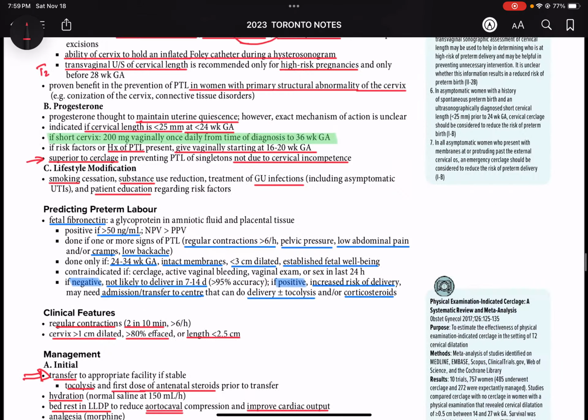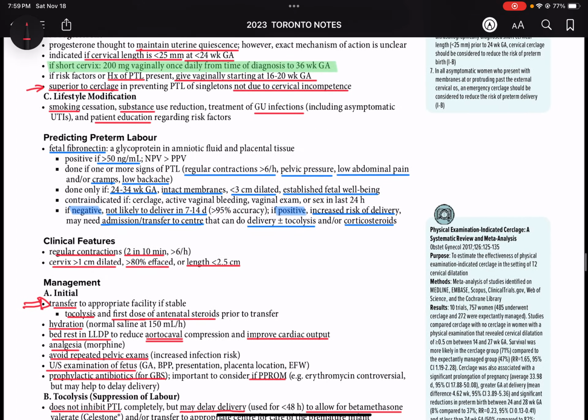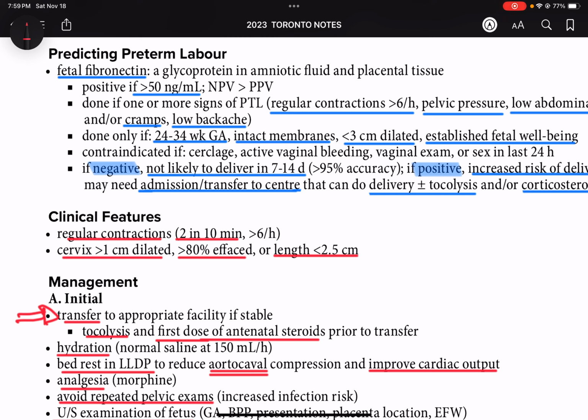So what are the clinical features of preterm labor? Regular contractions, more than 6 per hour. In 10 minutes, they're having 2 contractions. Cervix is more than 1 centimeter dilated and more than 80% effaced, or length is less than 2.5 centimeters.